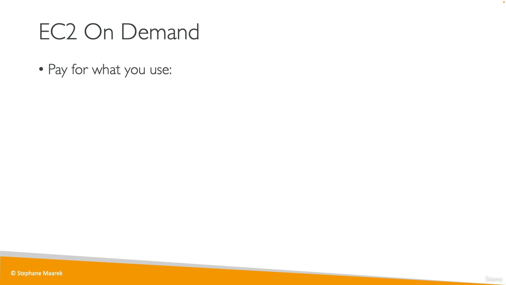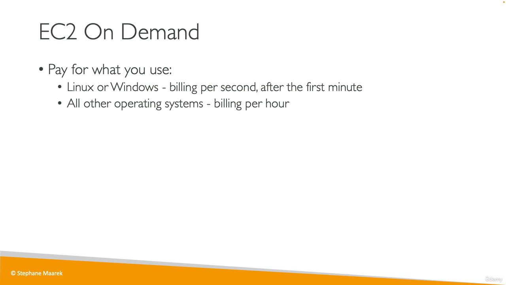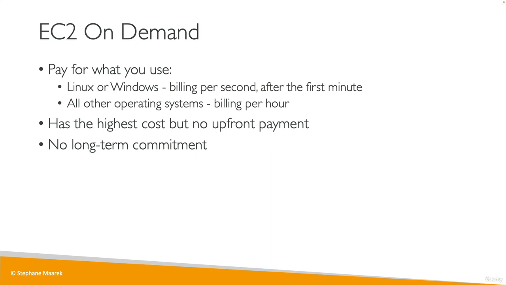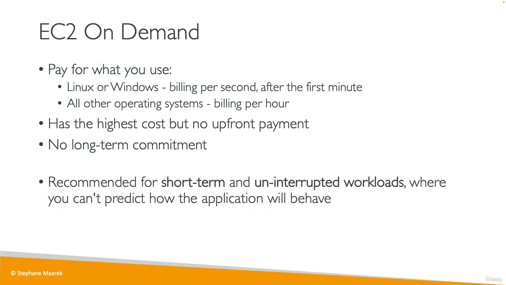Now let's look at EC2 on demand. So you're going to pay for what you use. That means that if you're using Linux or Windows, you're going to be getting a billing per second after the first minute, or for all the other operating systems, you're going to get a billing per hour. It has the highest cost, but no upfront payments and no long-term commitments. That means it's definitely recommended for a short-term and uninterrupted workload where you cannot predict how the application will behave.